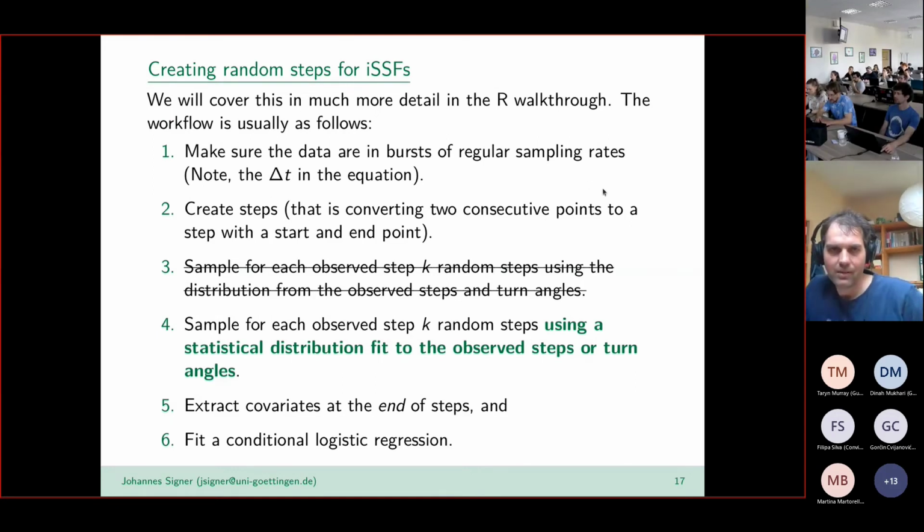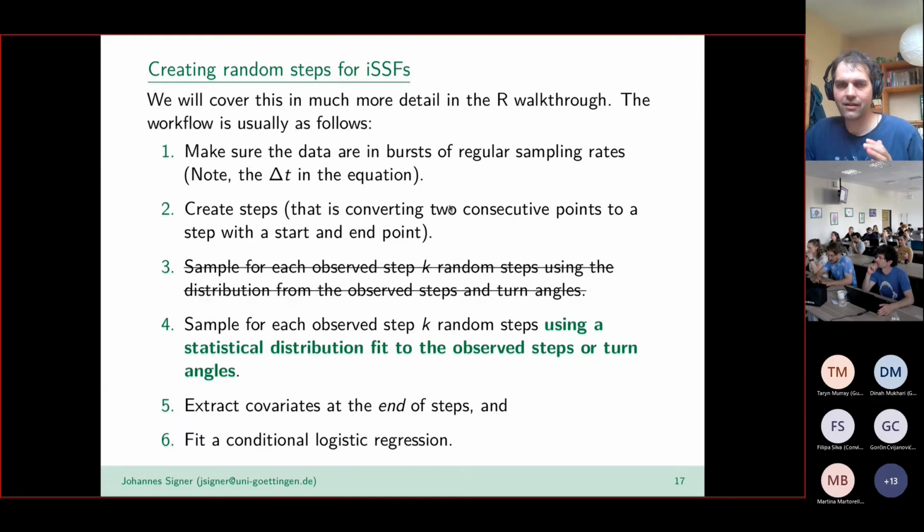So we make sure our tracking data is sampled in discrete time with a constant rate. Then we create steps again. Then we fit a statistical distribution to the observed step lengths and turn angles. We extract the covariates at the end of the steps and fit a conditional logistic regression again.